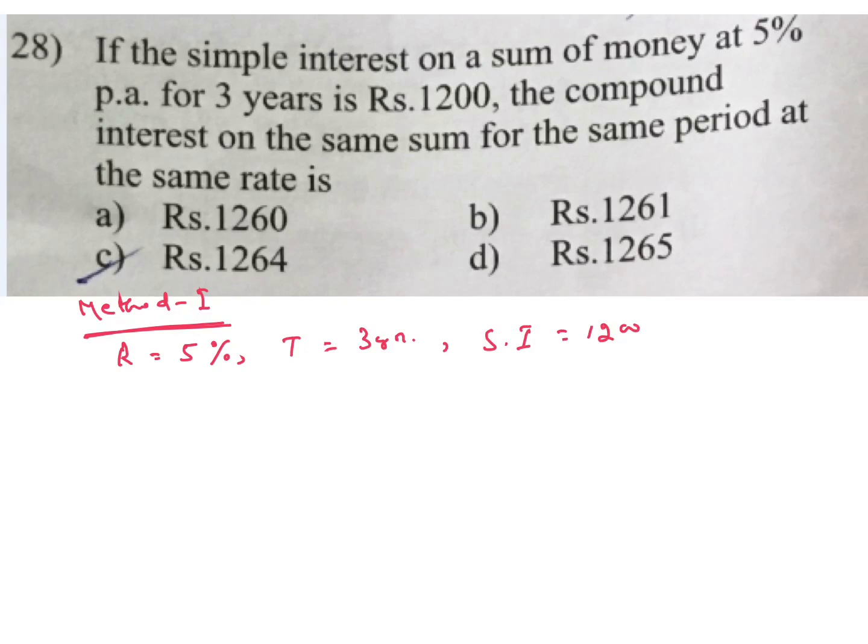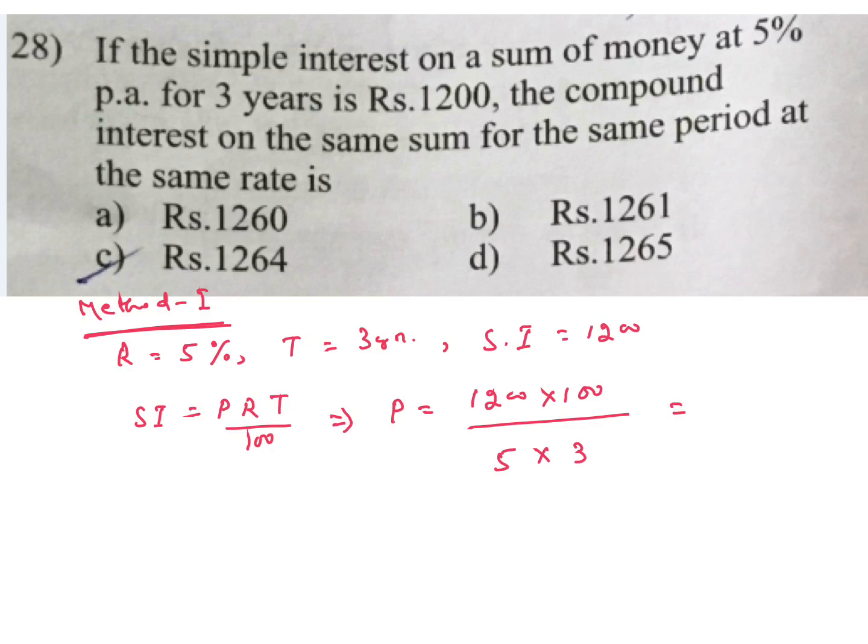So our formula is PRT by 100. P is principal, R is rate, T is time. So from here we can get principal: P equal to SI 1200 into 100 divided by R into T. Rate is 5, T is 3. So this is the principal amount, 8,000.